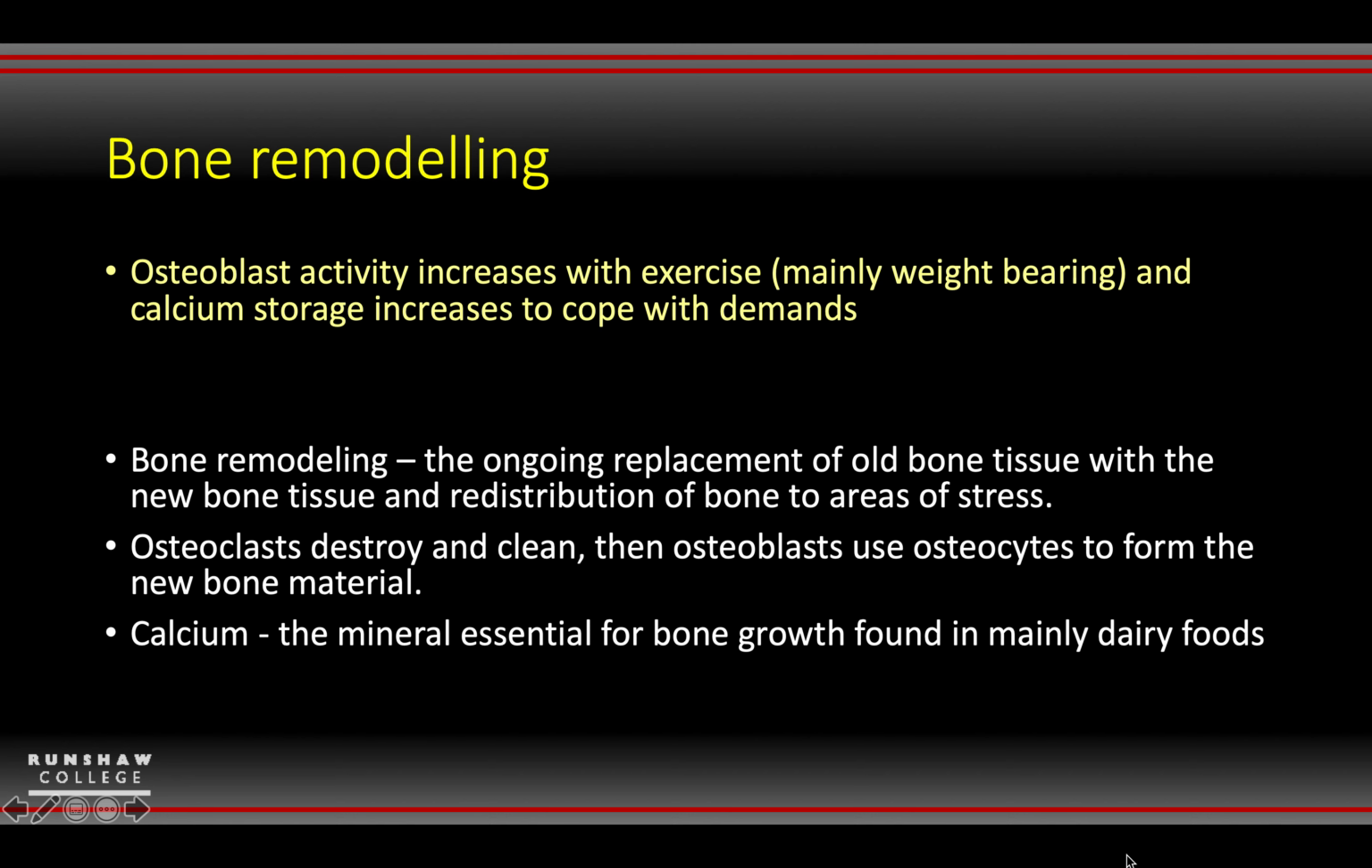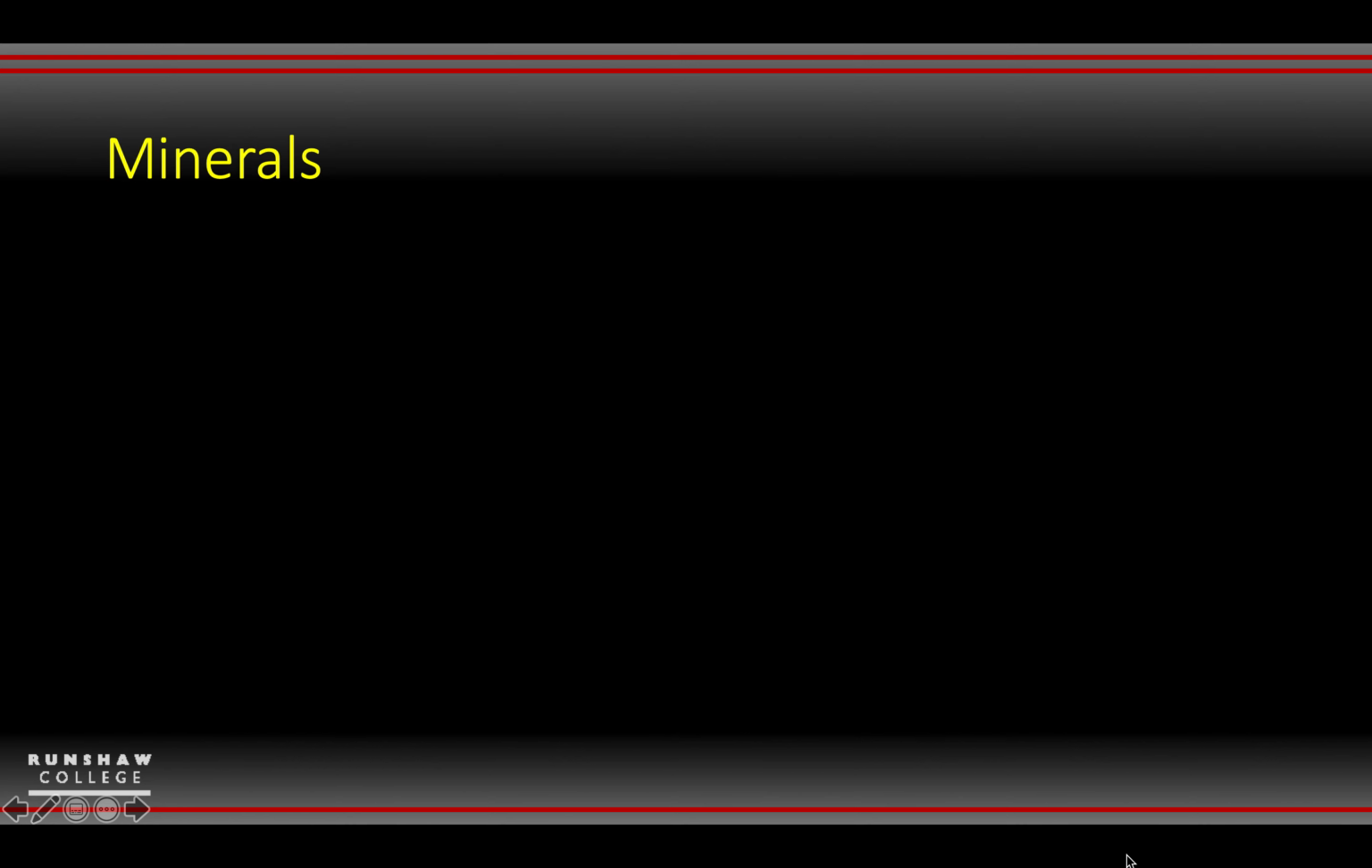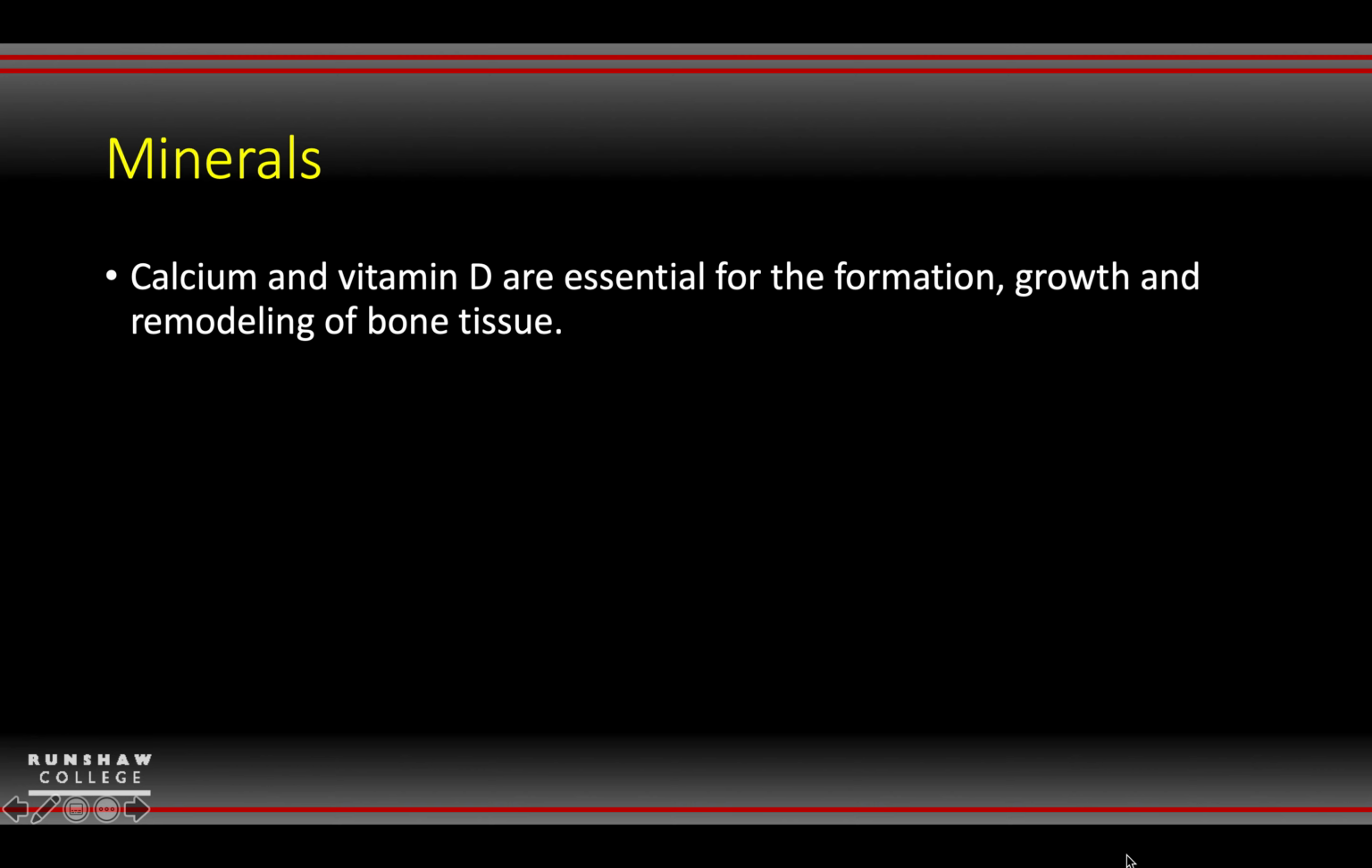Now, calcium is one of the most important minerals essential for bone growth, which we can get from dairy food. And there is a medical condition called osteoporosis, which weakens the bones. This is simply due to a loss of calcium, and it will make the bones very fragile, and eventually they'll break quite easily. Other minerals that are required in bones, as well as calcium, as mentioned, you've got vitamin D in there as well, for the formation of growth and remodeling of bone tissue.